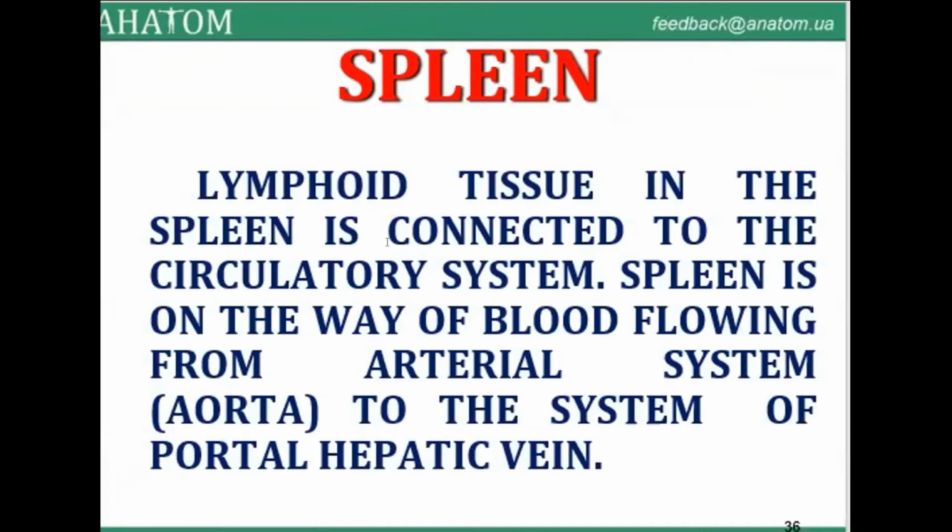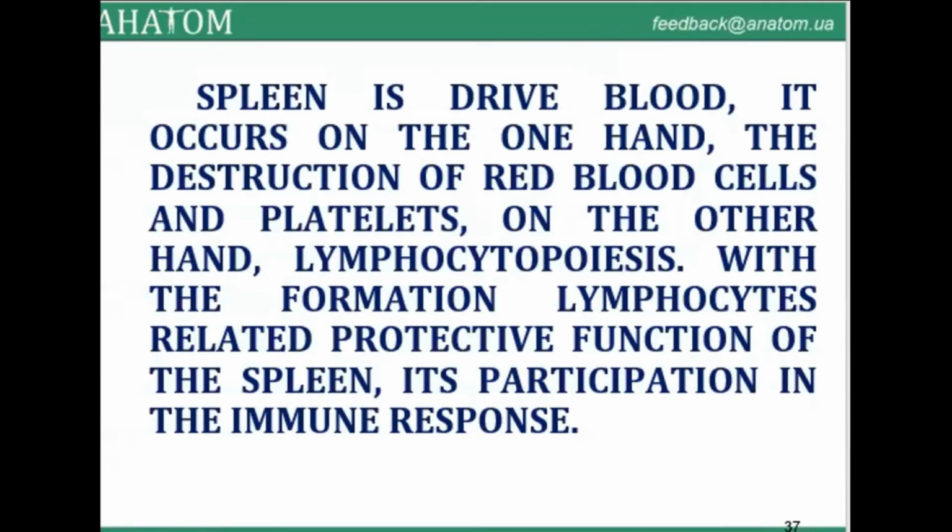Lymphoid tissue in the spleen is connected to the circulatory system. You remember all blood moves past the spleen, which is on the way of blood flowing from the arterial system, the aorta, to the portal hepatic vein system. The spleen filters blood: on the one hand the destruction of red blood cells and platelets occurs, and on the other hand lymphocytopoiesis, with the formation of lymphocytes related to the protective function of the spleen and its participation in the immune response.